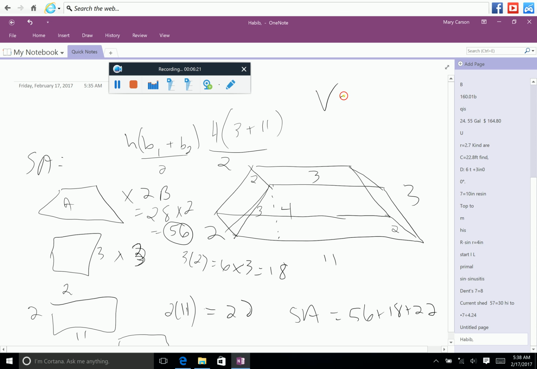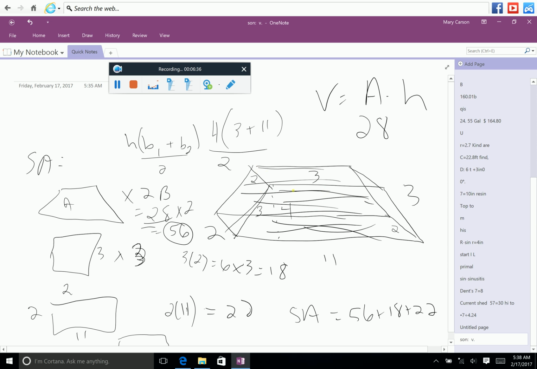And then, of course, your volume is the area of whatever your base is times the height. Well, what was the area of the base? The area of the base was 28, remember? And then what is the height? What connects your two bases? So here's a base, and then this trapezoid back here is the base. What connects them? This would be what connects them. So therefore, your volume would be 56. All right, hope this helps you, Brittany.